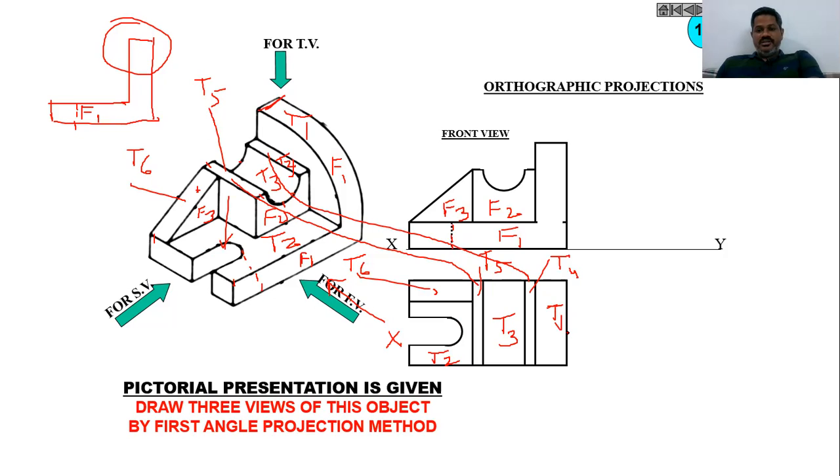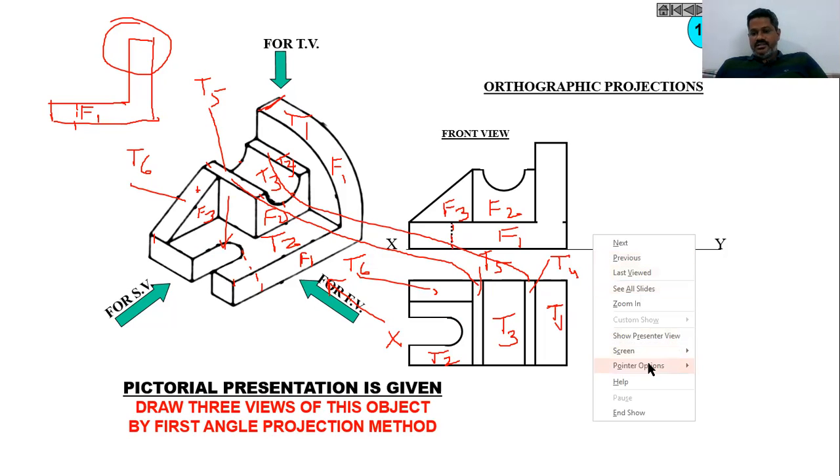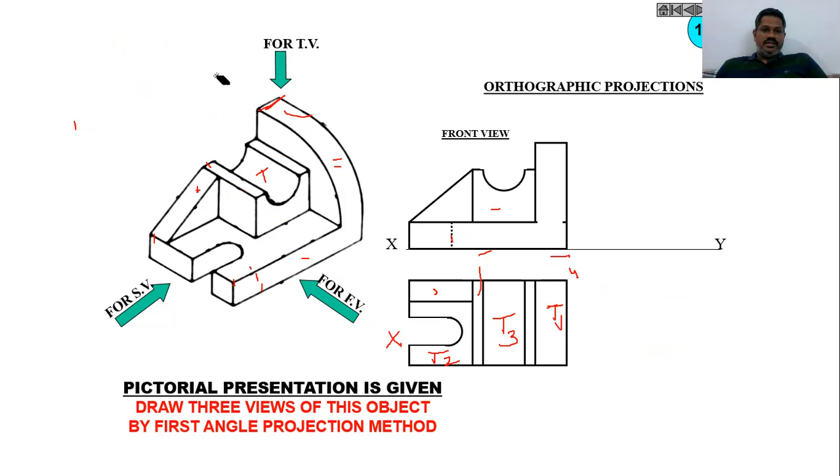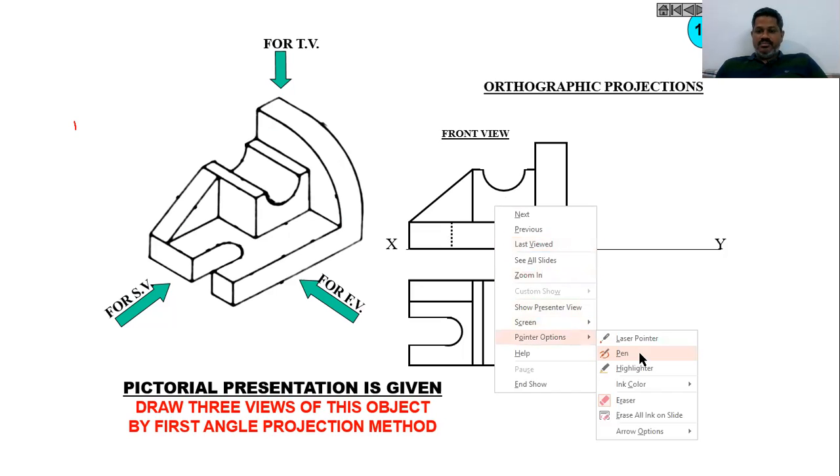And similarly, let me draw the side view. Okay, so I would like to erase this with the eraser. After erasing, I will show you what the side view will be. Okay, so now let me take the side view example first. I have erased all this, and I am taking the pen once again.